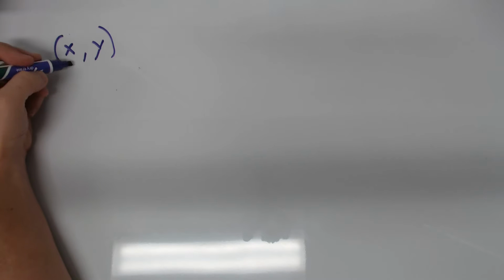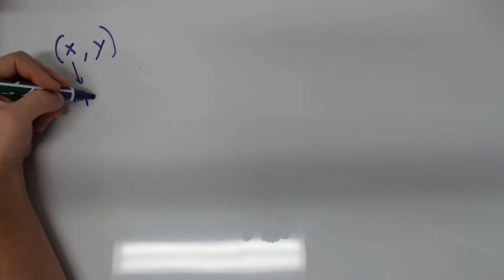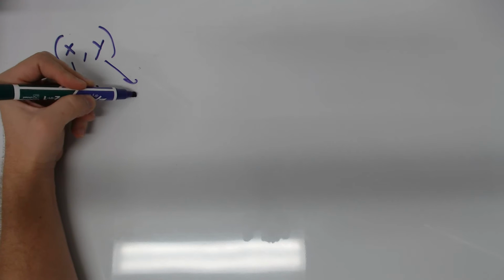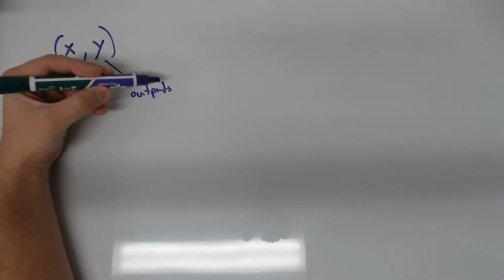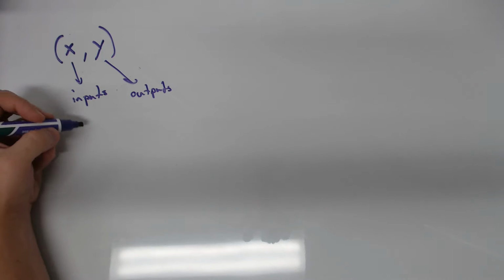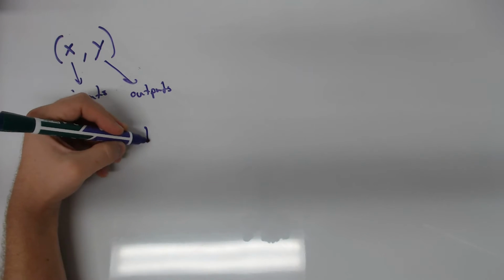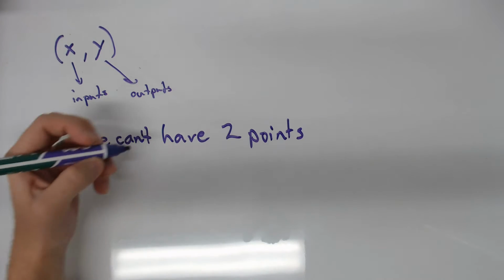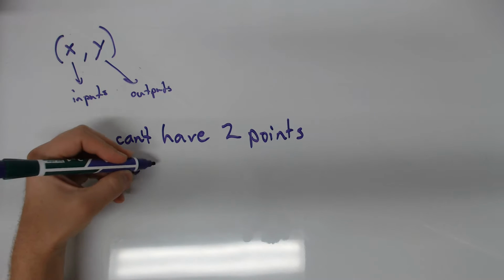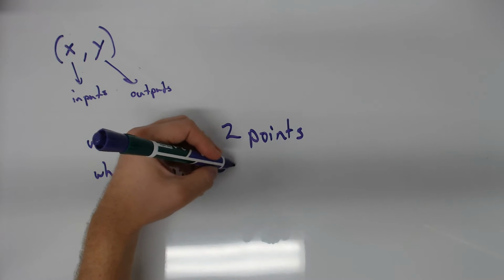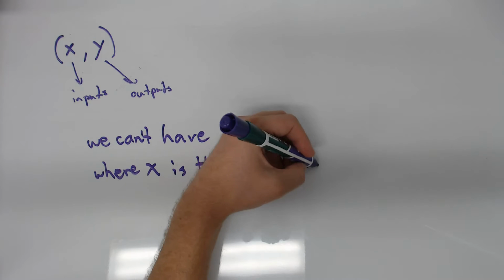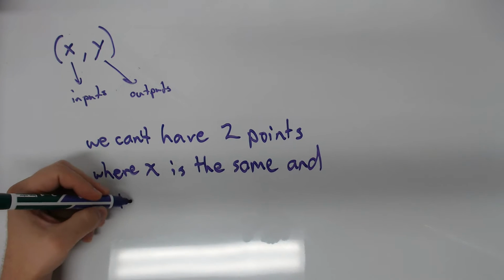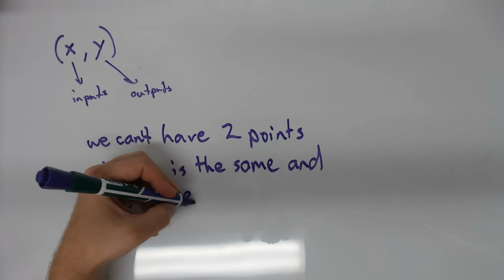So before I write out the first example, this is something we need to know. X is the inputs and Y is the outputs. So the rule here is that we can't have 2 points where X is the same and Y is different. These are the rules to our game right now.